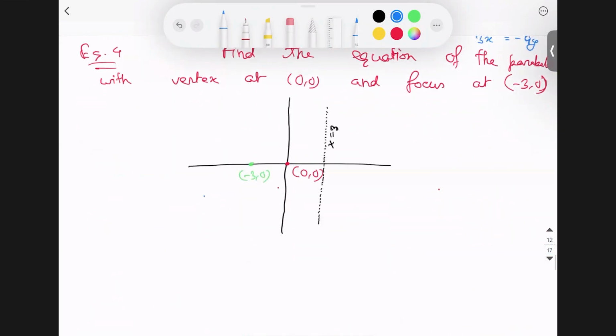Okay, so in this case the equation of the parabola will look like this. Obviously the equation of the parabola will be of the form y squared equals to minus 4a x, so the equation will be of the form y squared equals to minus 4 into 3 into x.